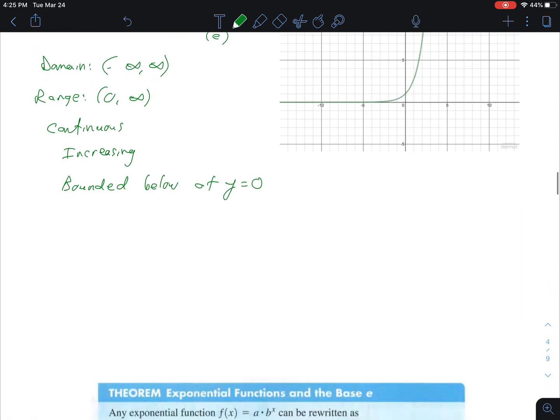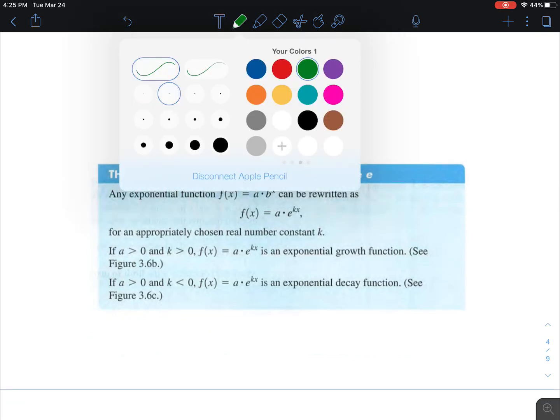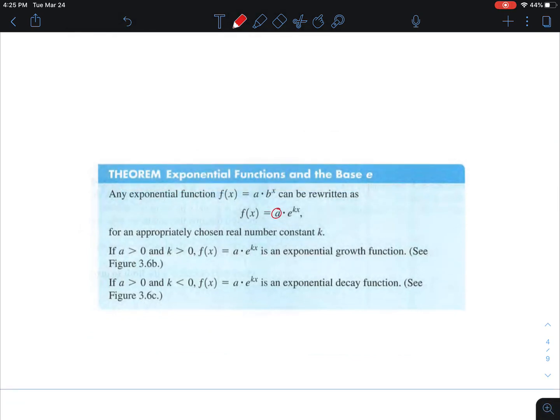Okay, so there's a little bit about the function e, what it looks like, the graph of it. Here's more about it. Exponential base e: a is my initial value, just as we said before, and then e to the kx. It's just kind of matching b to the x, and you're just saying b is a form of e to the k. You can make them be the same thing. That's really all it's saying.